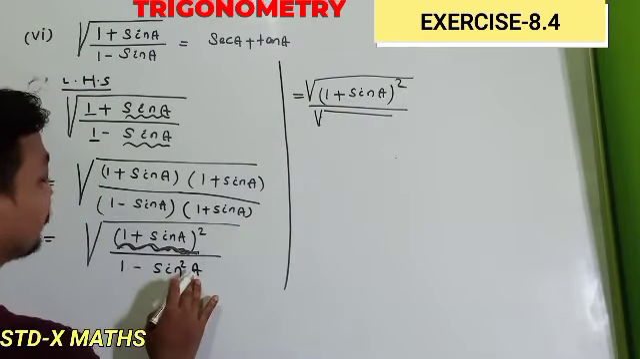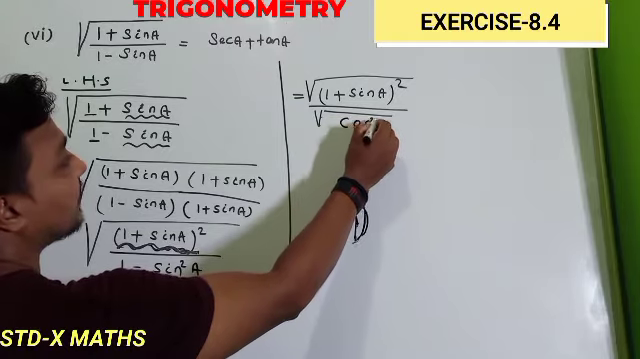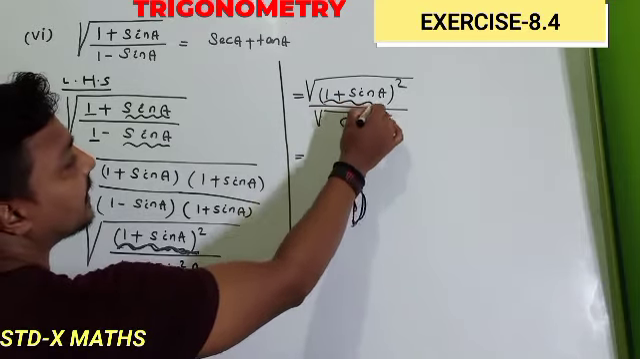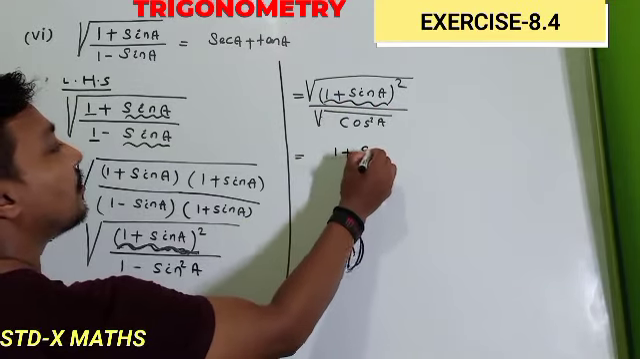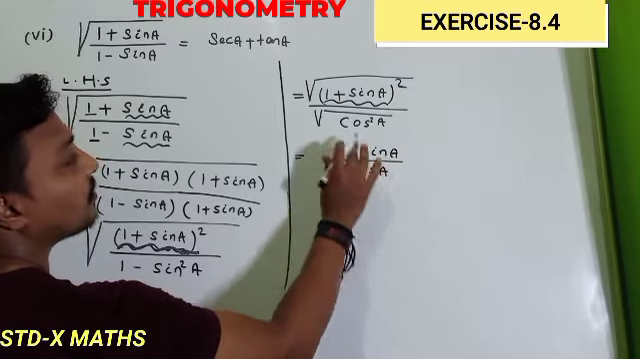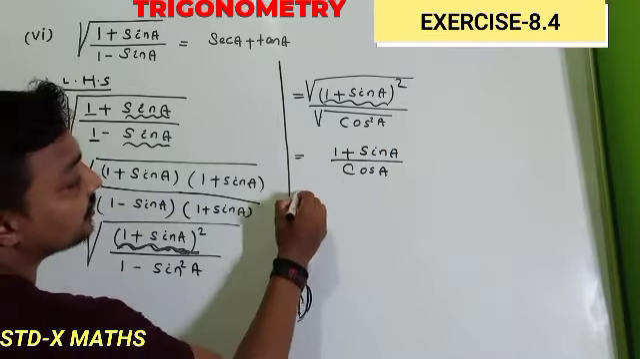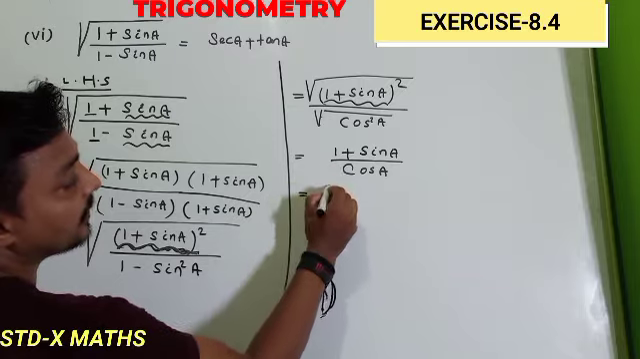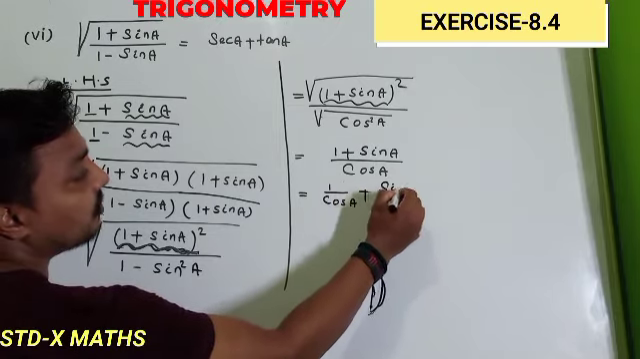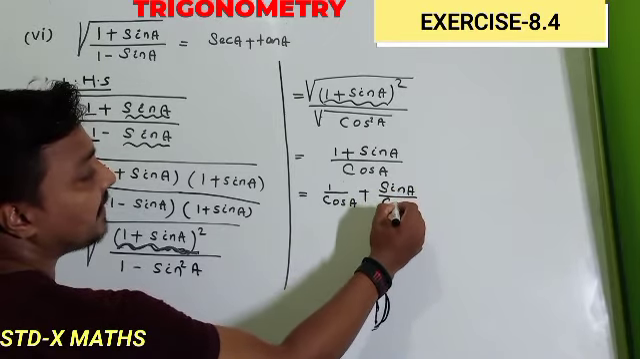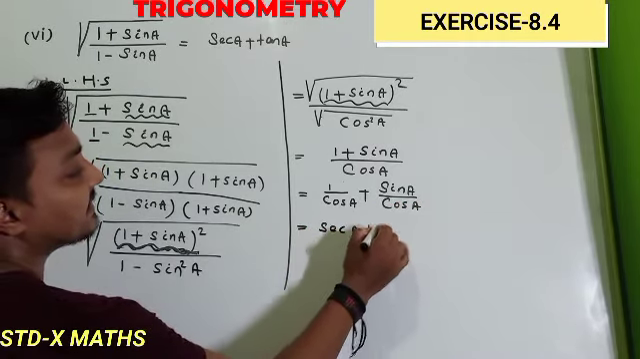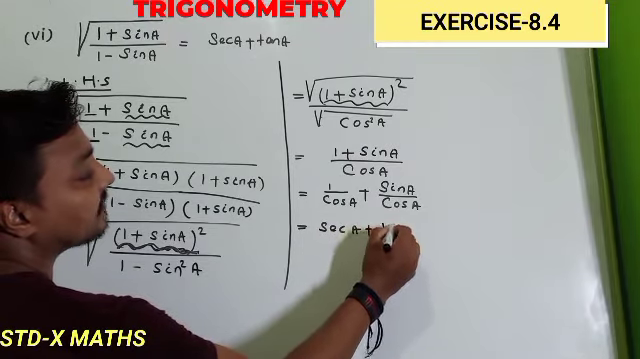The denominator is 1 minus sin square A, which is cos square A. The root of the perfect square gives (1 plus sin A) divided by cos A, since root over cos square A is cos A. So it is 1 by cos A plus sin A divided by cos A. 1 by cos A is sec A, and sin A divided by cos A is tan A.